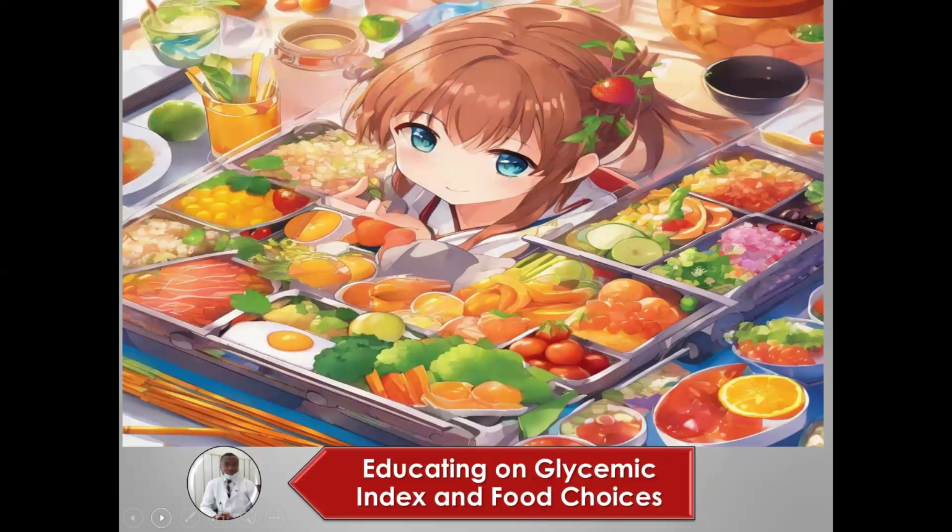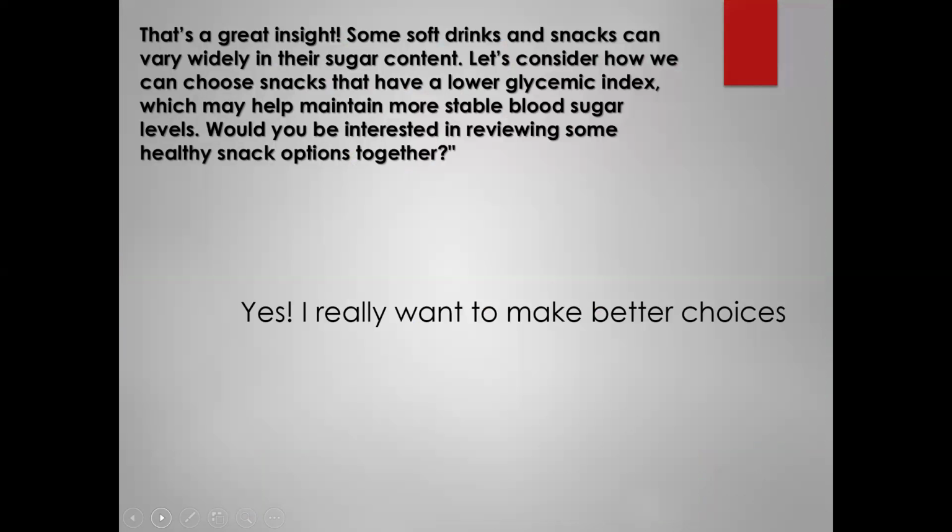Now, the counselor said, okay, let's look at glycemic index and food choices, because this counselor has good knowledge of the diabetic condition. "That's a great insight. Some soft drinks and snacks can vary widely in their sugar contents. Let's consider how we can choose snacks that have a lower glycemic index, which may help maintain more stable blood sugar levels." You know, glycemic index has to do with the ability of sugar to rise in the blood from the food you just consumed, right? But our target is to maintain a normal blood sugar level, not high, not low. So the counselor continues, "Would you be interested in reviewing some healthy snack options together with me?" You see the approach. "Yes, I really want to make better choices."